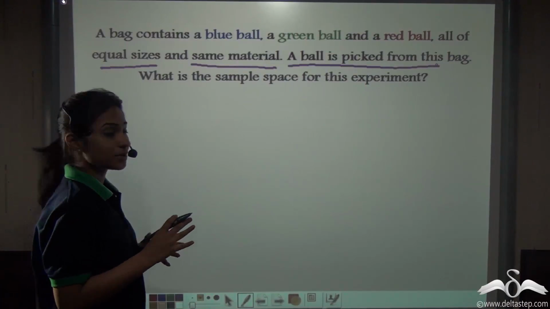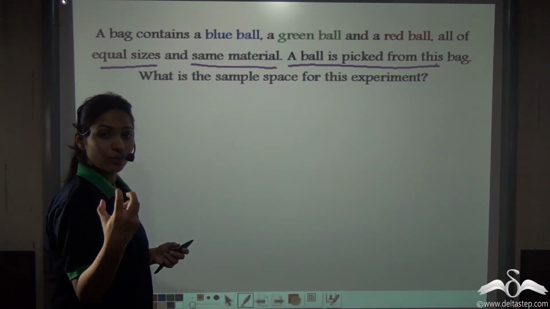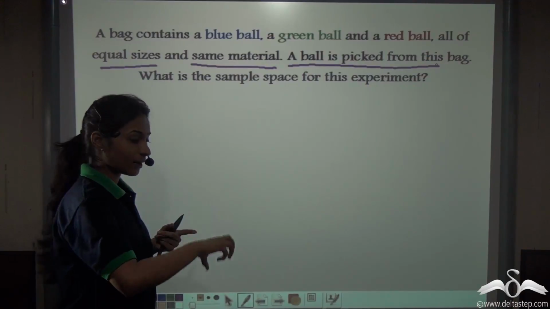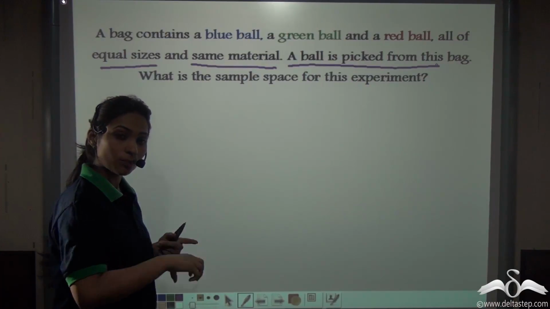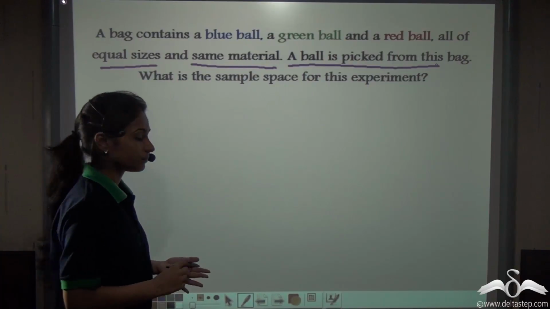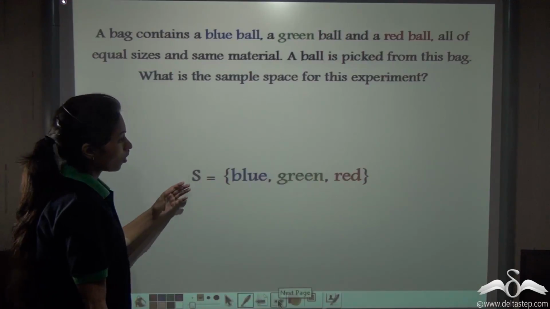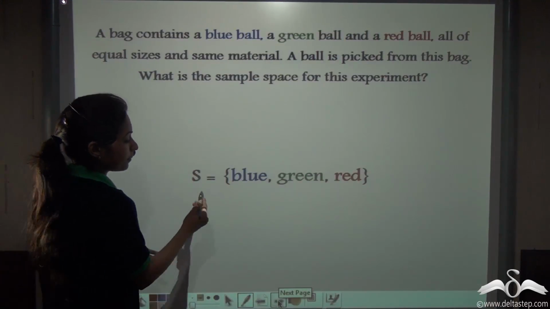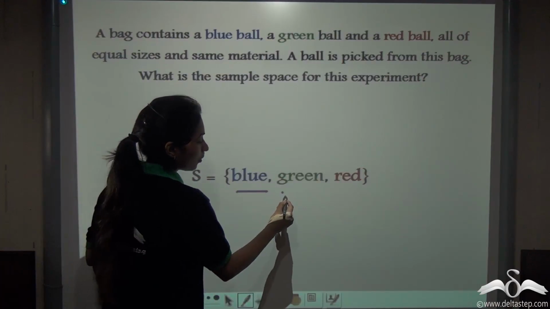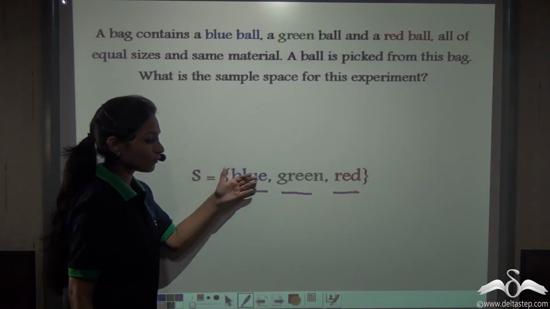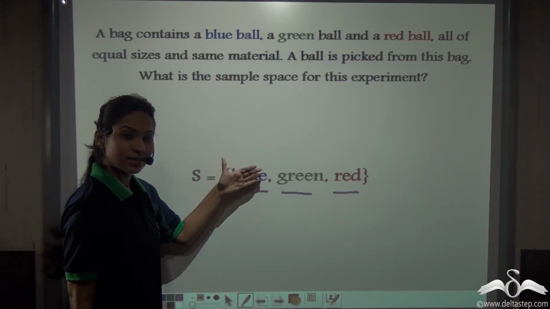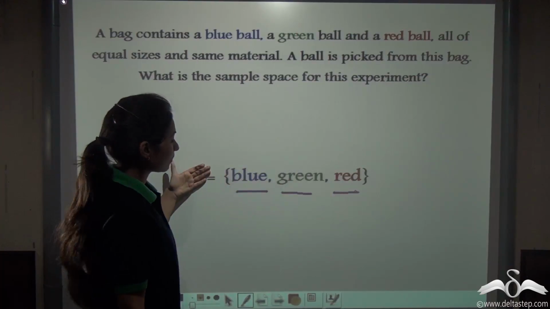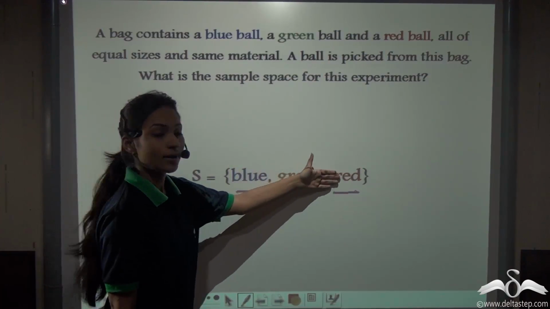Well, what is the experiment? That a ball is picked from this bag. Now either I can pick a red ball or a green ball or a blue ball. That depends upon the chance. So what will be the sample space? Sample space will be blue, green, or red. Any of these three can come. So only these three are possible outcomes.